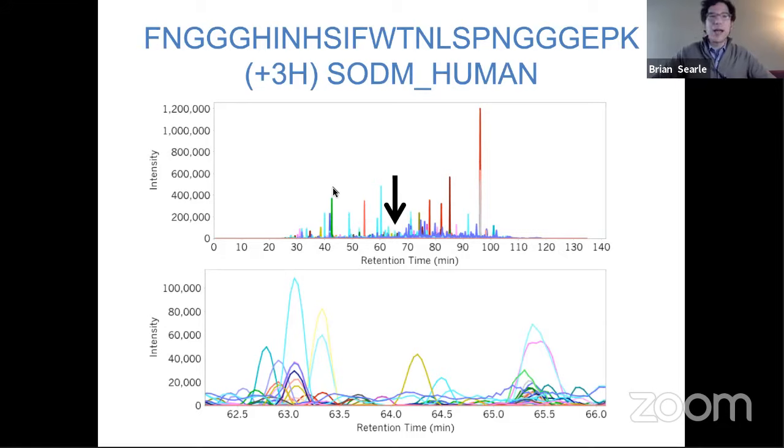Is it the peak on the left? Is it the peak on the right? Is it that peak in the middle? It's typically pretty difficult to make decisions as to which is the right peak to actually use for the integration. In this particular case, it's this peak on the right, and I want to show you how I came to that decision.